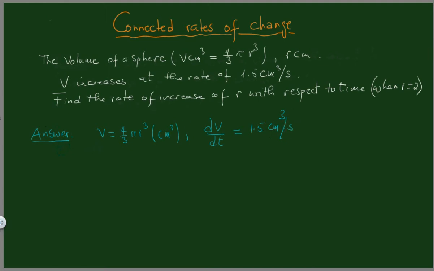To make it clear and not mess it up, we can write it this way: 1.5 centimeters cubed per second, a volume with a second under it. This is how we wrote it here. So that's what we've got.